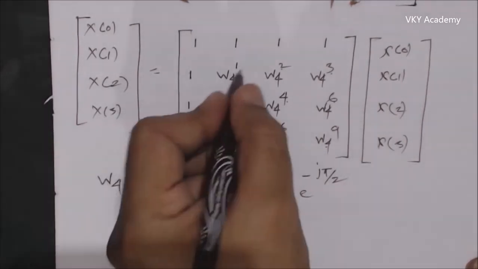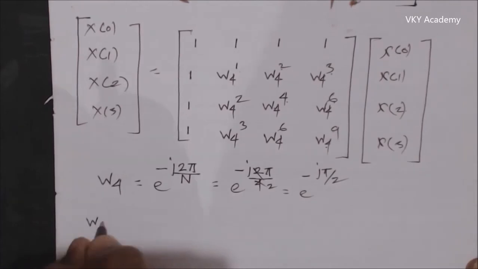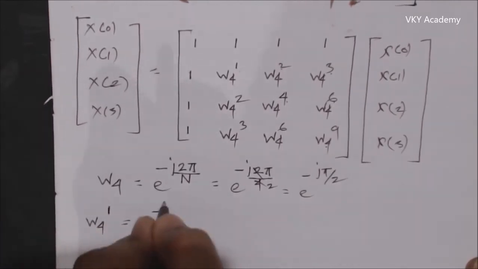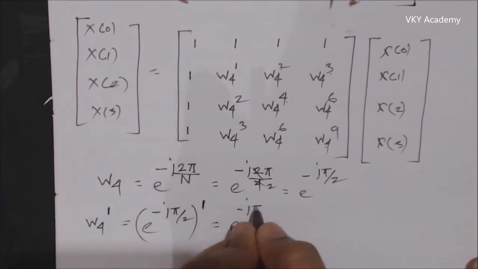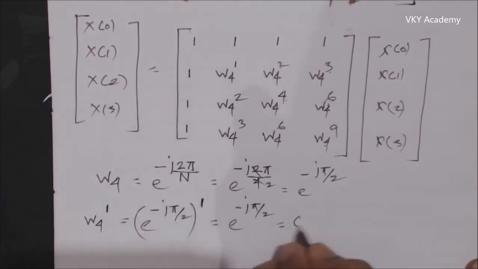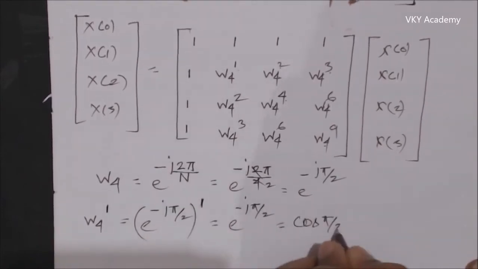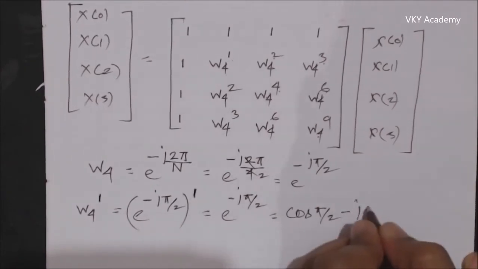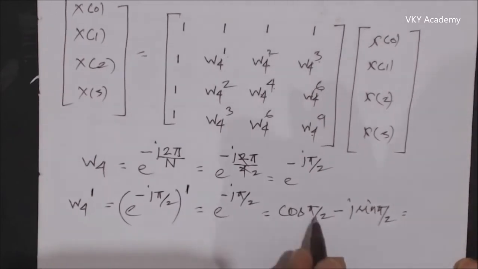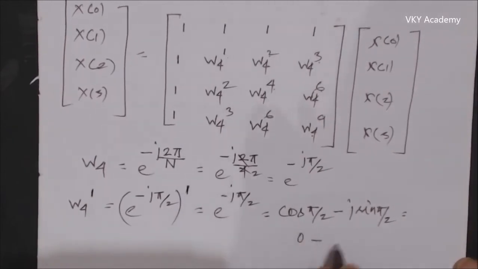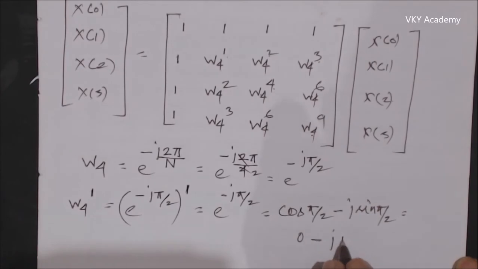So the first value is W4 to the power 1. We can write e to the power minus j pi by 2 to the power 1, which is again e to the power minus j pi by 2, which can be written as cos pi by 2 minus j sin pi by 2. So cos pi by 2 is 0, minus j sin pi by 2 is 1. So the result is minus j.